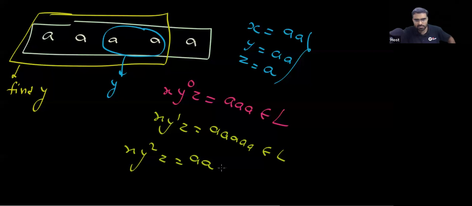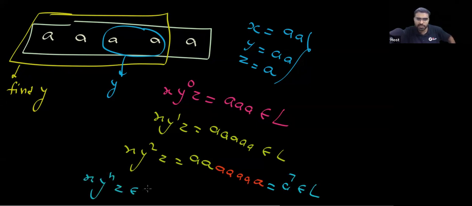This is your x, this is your y, and this is your z. This is your a power 7. And this also belongs to L. Did you notice? Whatever power I take, that will belong to L. Okay, yes or no? Is this clear?